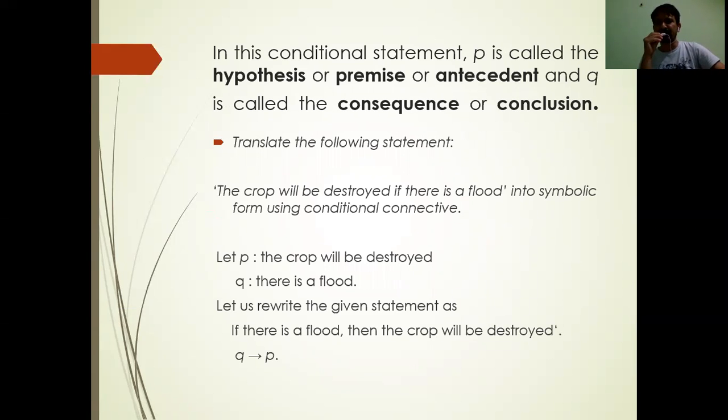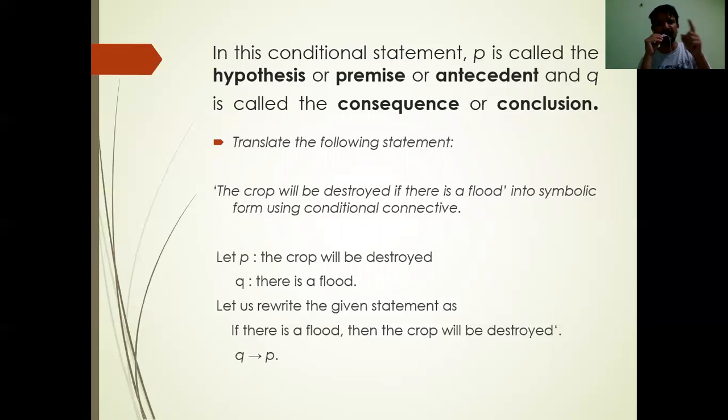In this conditional statement, P is called the hypothesis or premise or antecedent, and Q is called the consequence or conclusion. Let's translate the following statement using implies: the crop will be destroyed if there is a flood, into symbolic form. So two statements. What are the two statements? The crop will be destroyed is one statement. Second statement is there is a flood. So, if there is a flood, then the crop will be destroyed. And here it is Q implies P.